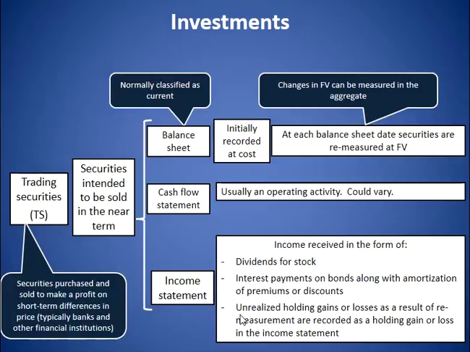Thirdly, and this is very important, unrealized holding gains or losses as a result of remeasurement are recorded as a holding gain or loss in the income statement. So in this case, we recognize any change in the fair market value at the balance sheet date as an unrealized holding gain or loss. That's the classification within the income statement. It simply says unrealized holding gain or loss, so it still impacts the income statement. In the cash flow statement, this is usually an operating activity, although that could vary.